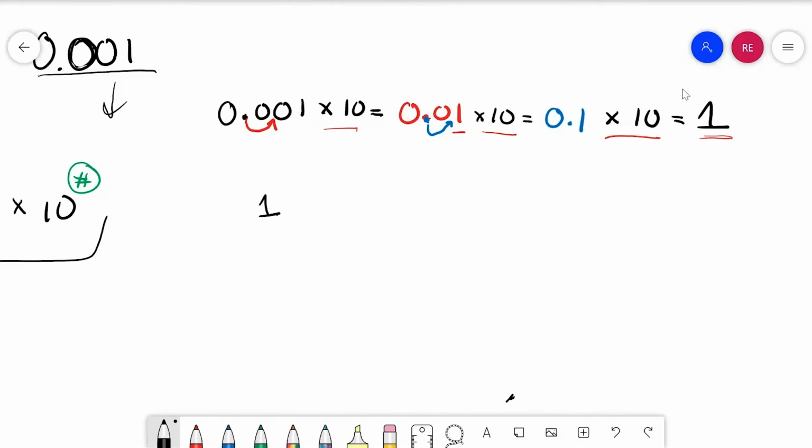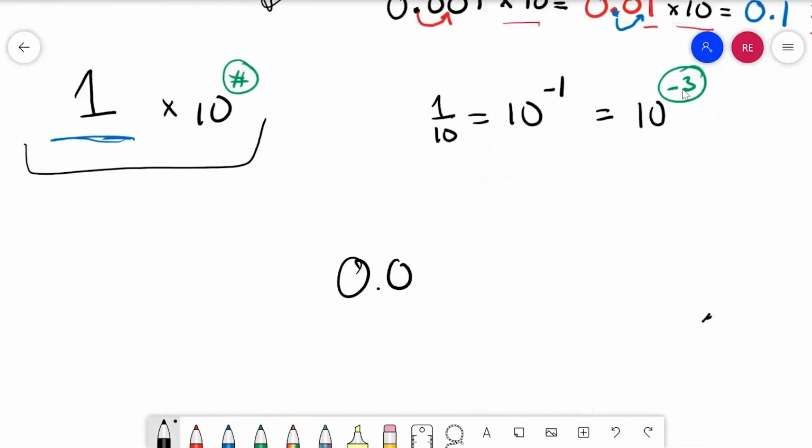So 1 divided by 10 is actually the same as 10 to the -1. And so if we were to do this 3 times, our exponent would be 10 to the -3. Another good way to look at this is to follow where we moved the decimal. So we moved our decimal 1, 2, 3 to the right.